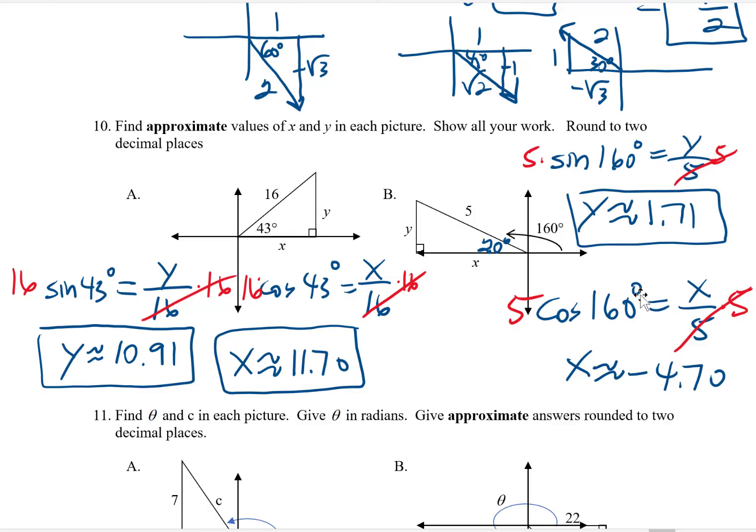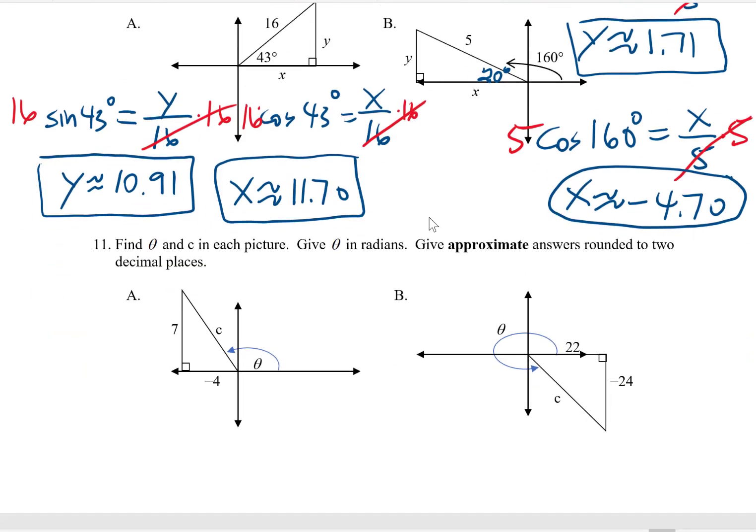Notice that since we used the 160 degrees, the negative came out correctly. We would expect this x to be a negative number, and that's exactly what the calculator had shown us. If I had used 20 degrees, I would have gotten the same values, but I would have had to insert this negative myself based on the picture.